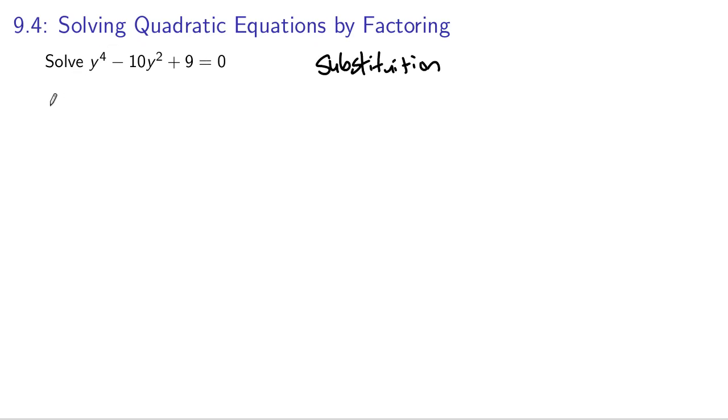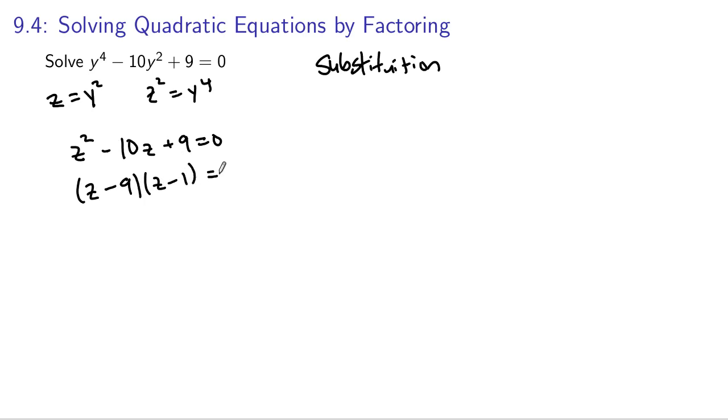So we can say, let's make a new variable. We're going to call it z, which equals y squared. If z is y squared, then z squared is y to the 4th, because we can just square both sides. So we could rewrite this as z squared minus 10z plus 9 is 0. Now we have a quadratic in z. We could try this by factoring, and sure enough, it does factor really easily. Look, we have minus 9 times minus 1. So z minus 9, z minus 1.